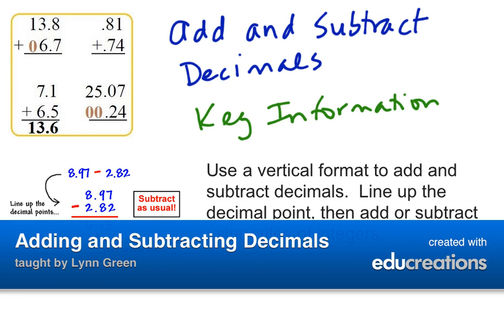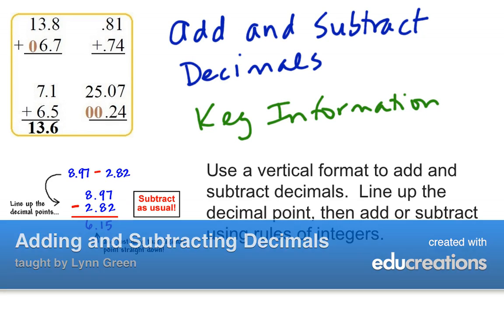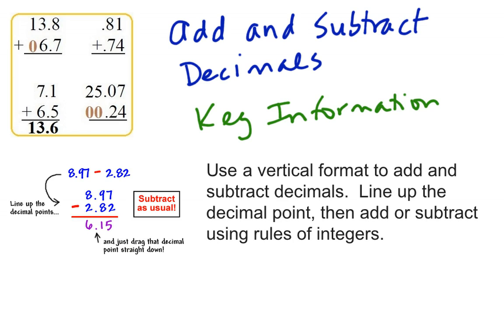Okay, Mrs. Green here again, and today we're going to do the first two operations for decimals, which are adding and subtracting. Usually add and subtract go together and multiply and divide go together. You might have noticed that pattern because they are opposite operations. They undo each other.